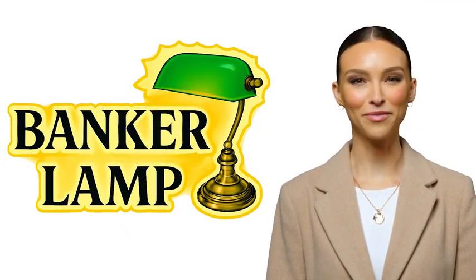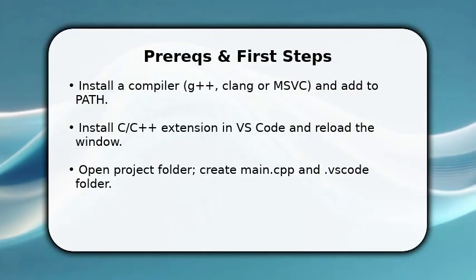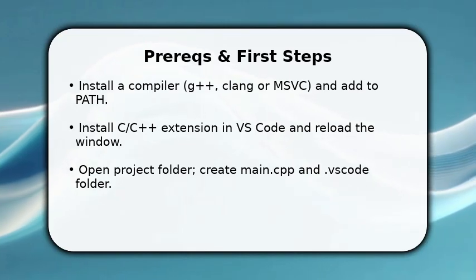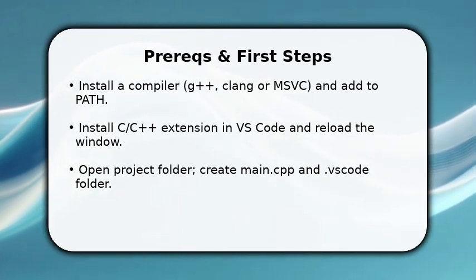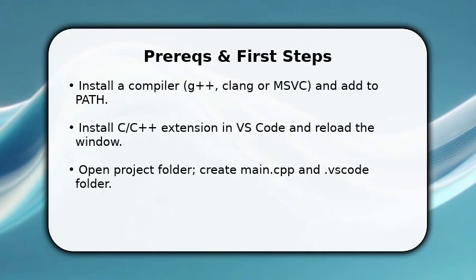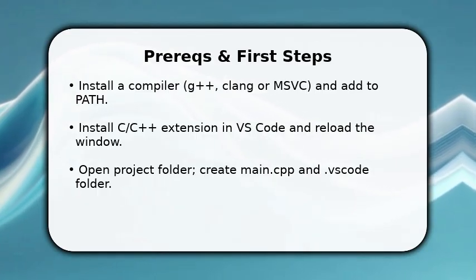Please enjoy the video. You start by verifying the compiler so VS Code can build code. Open the integrated terminal and run g++ --version or clang --version. Make sure the command returns a version.